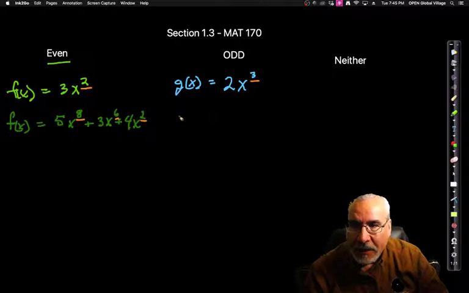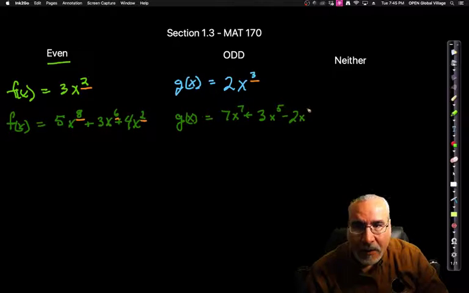Finally, back here, same thing could happen with g of x. We could make this all odd. Again, we could have 7x to the 7th plus 3x to the 5th minus 2x to the 3rd. All the exponents are odd, so this is an odd function.